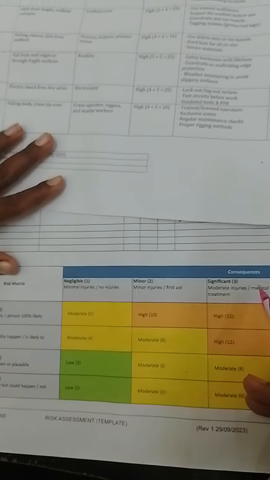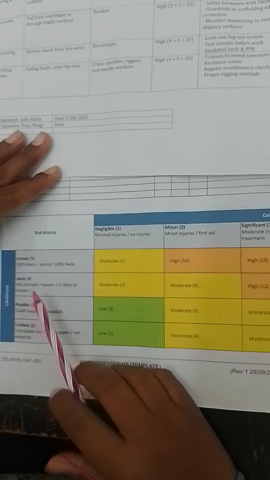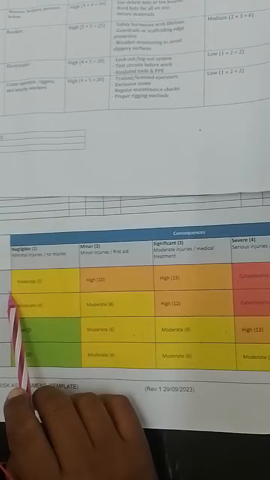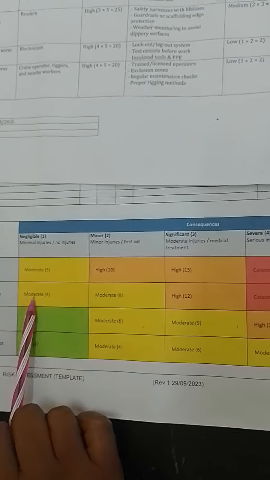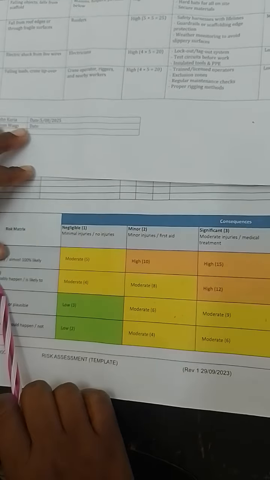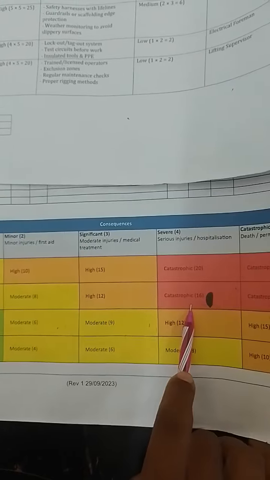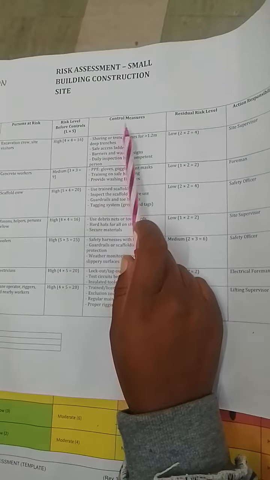We have a table below here that consists of likelihood and consequences. In our case above, we've seen that our likelihood is 4 and our consequence is 4. So we follow the column and the row where the likelihood of 4 and consequence of 4 meet. We have catastrophic, that is 16. And for catastrophic, that is 16, we are supposed to come up with control measures.